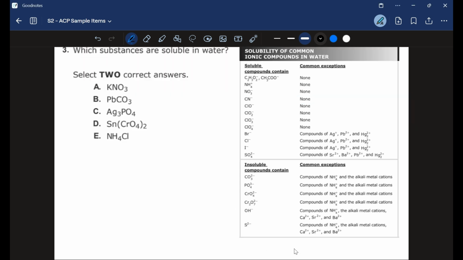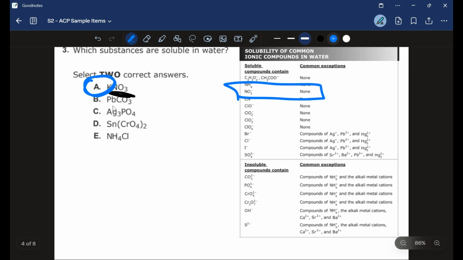All right, question number 3. You are still using your solubility rules. This time it's asking you which substances are soluble in water, and you're selecting 2 correct answers. As we saw from the previous question, NO3 is always soluble because it does not have any exceptions. So immediately we know A is going to be one of our answers because NO3 is always going to be soluble.